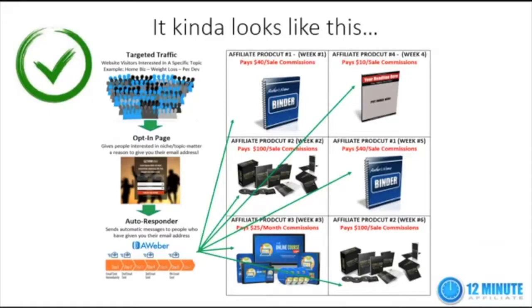It kind of looks like this. We start with our website visitors. We send them to a page that captures their information, and then the system automatically follows up with them, selling them multiple different affiliate products on complete autopilot.